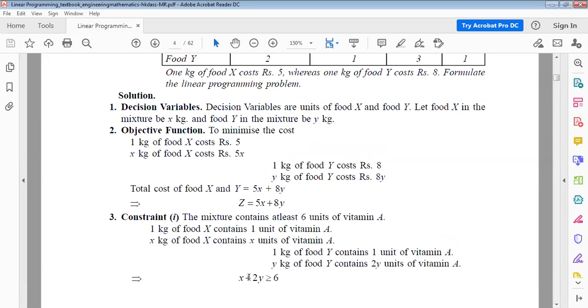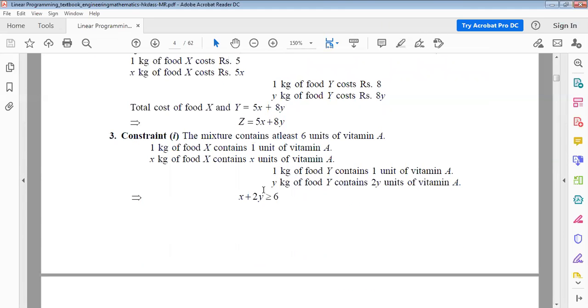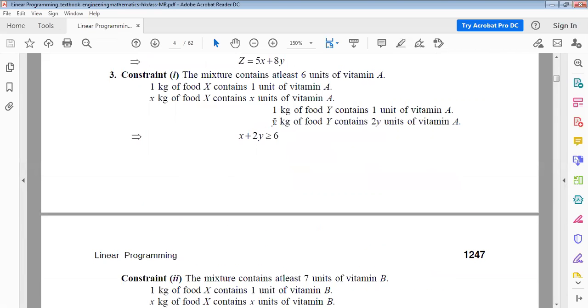But this is at least. At least means you can take more than that. So this whole vitamin A available how many? 6 units available. This cannot be less than 6, and it is also a minimization problem. We can take more than 6 of vitamin A.